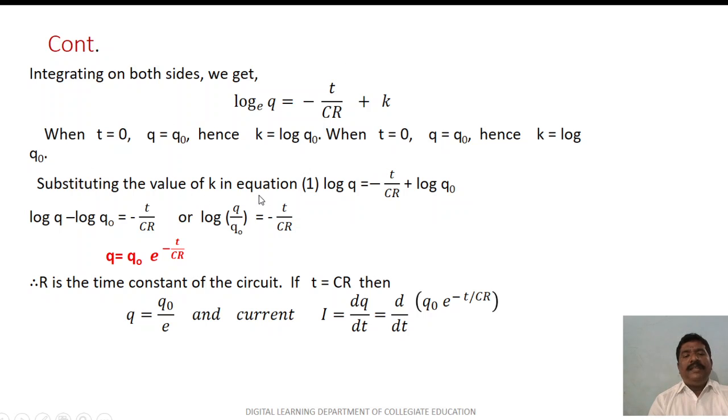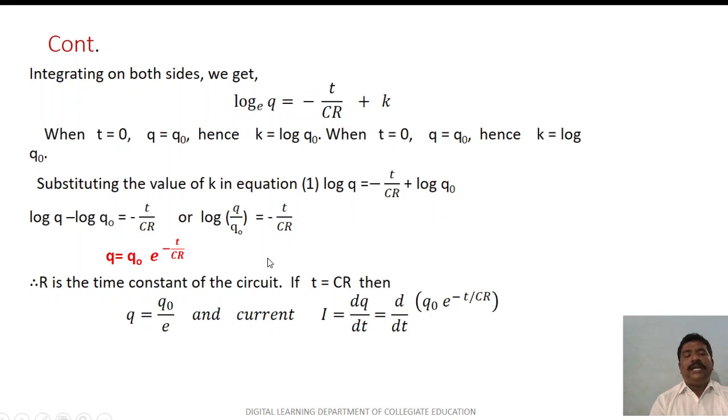Substituting the value of K in equation 1, log of Q is equal to minus t divided by CR plus log of Q naught. Moving terms to one side, log of Q minus log Q naught is equal to minus t divided by CR, or log of Q divided by Q naught is equal to minus t divided by CR.